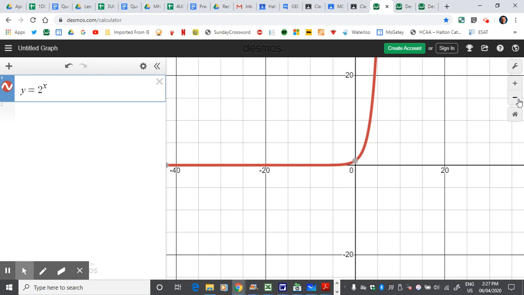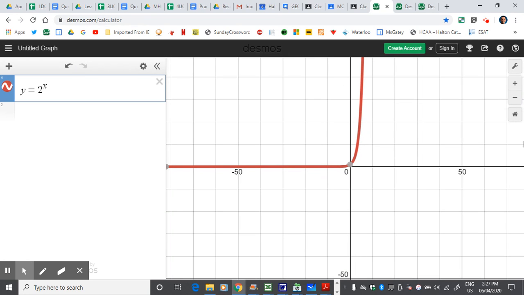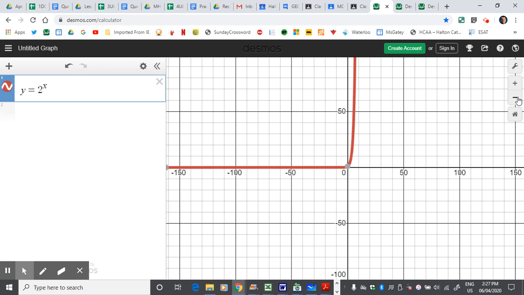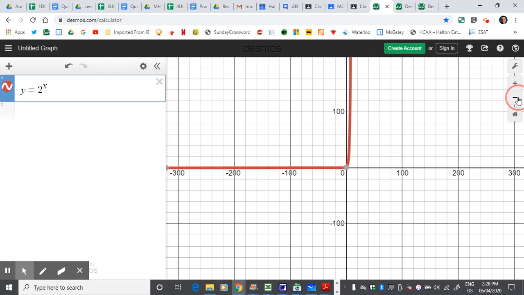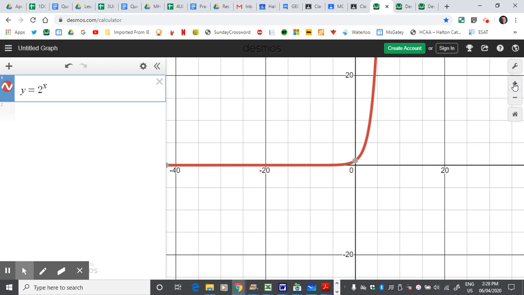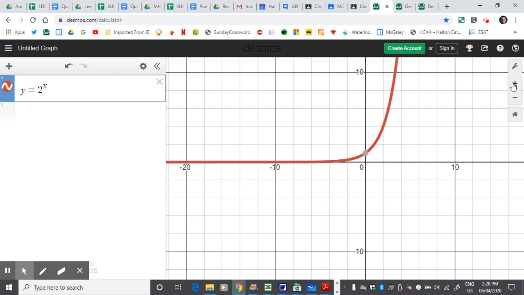It doesn't look like a hard turn there, but if I was to zoom out, you guys might be able to see why it almost looks like it's 90 degrees. We can see that it's not 90 degrees. It's actually a very smooth curve.